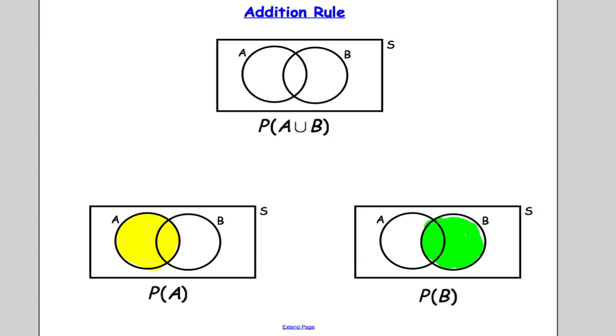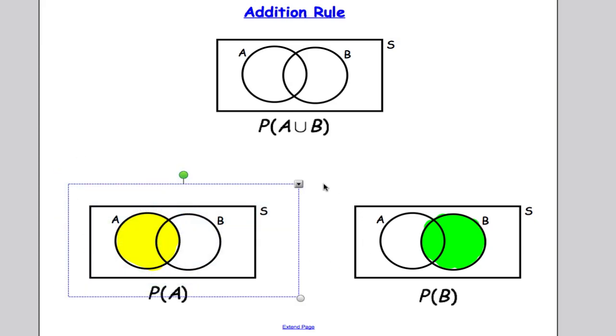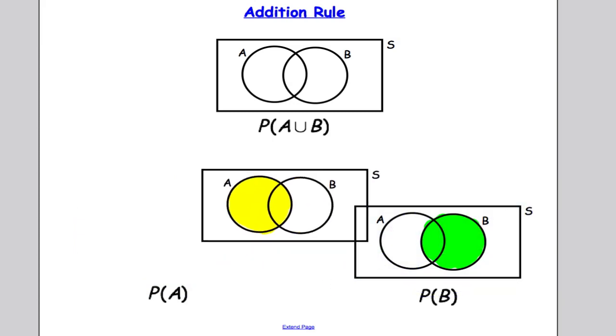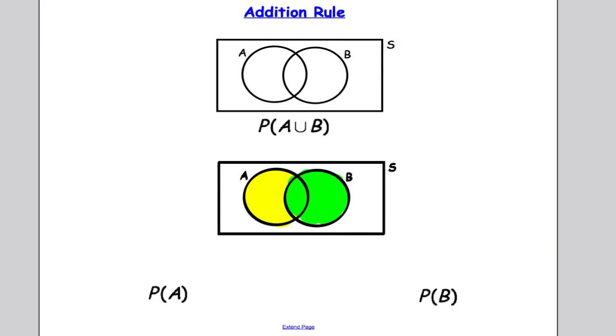So when we do A union B, let's see what happens. I'm going to group this together, and let's group this together. If I take both diagrams and overlap them, you might notice something. The color change that I was hoping for didn't quite happen there, but you might notice that I've actually counted this region twice.